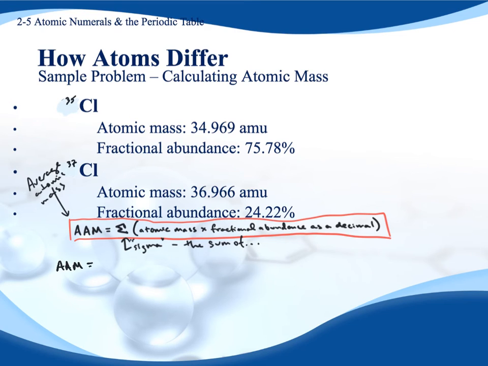Now, we know the answer because it's on the periodic table. It was 35.453, I think, if I remember correctly from the previous slide. But let's go ahead and do this. For the first one, chlorine 35 has an atomic mass of 34.969 AMUs. We multiply that times its fractional abundance as a decimal, so we divide by 100 and multiply by 0.7578. And that's the first one.